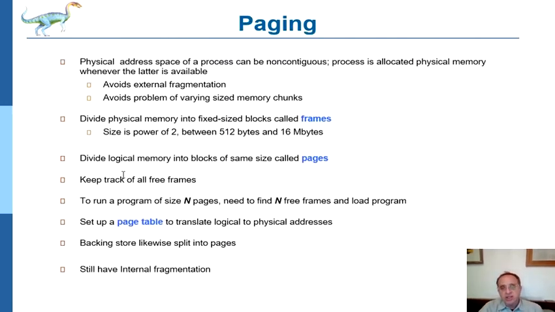So let's discuss paging. Let's read what's written here. The physical address space of a process can be non-contiguous now. The process is allocated physical memory whenever the latter is available. As long as there's available memory, we can use it. It avoids external fragmentation. Avoids the problem of varying size memory chunks. We're never going to have varying size memory chunks. What we are going to still have is internal fragmentation, which is important to understand.